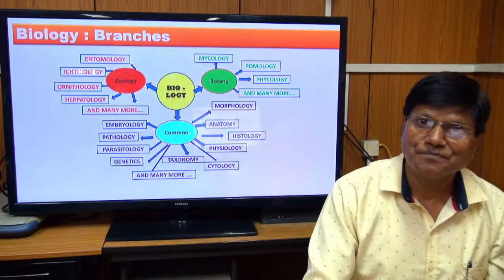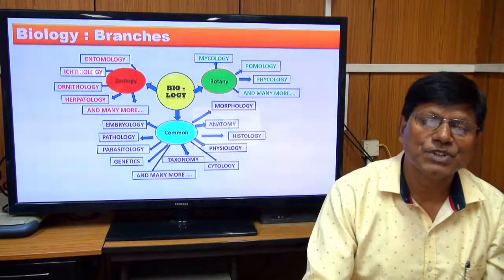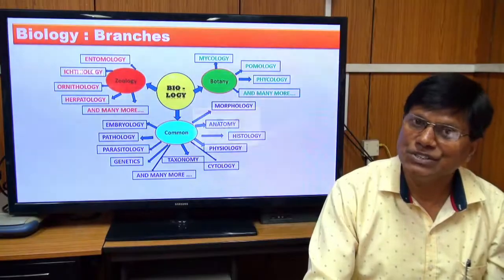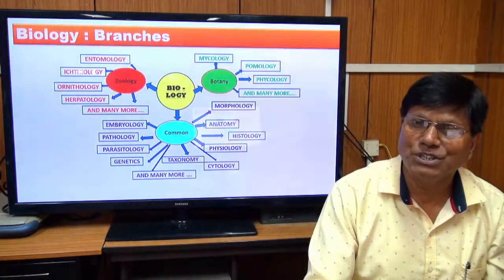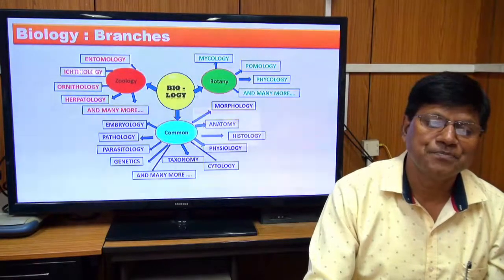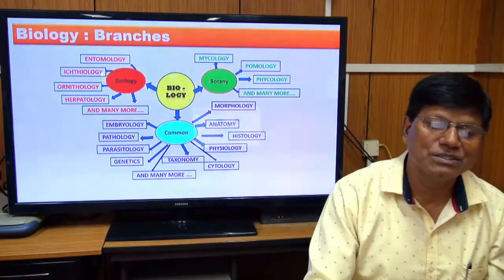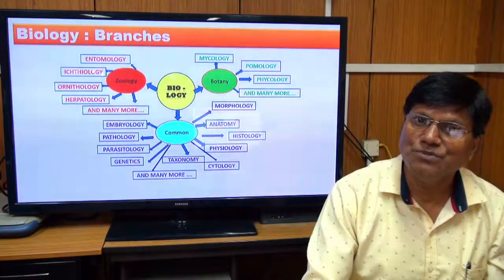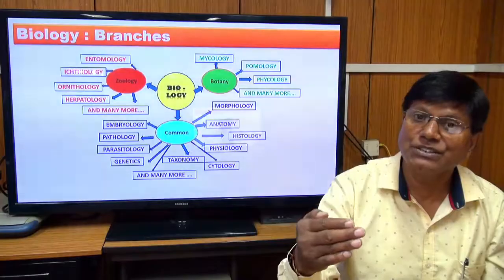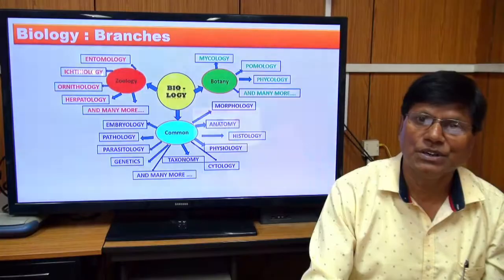Common things are that both reproduce, so embryology, the study of embryo. Disease takes place in both, so pathology is the study of diseases and their control. Study of parasites is parasitology. Study of genes is genetics, and inheritance of traits comes under genetics.